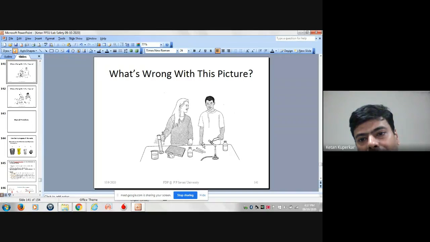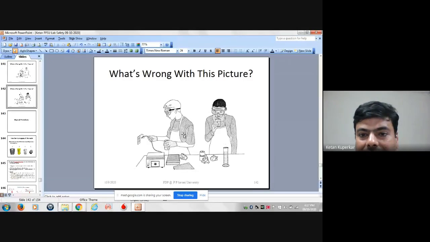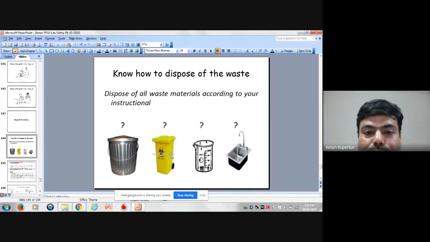What is wrong in this particular picture is placing the test tube at a wrong angle, so that if the chemical, once heated, pops up, it will hurt the lab mate. The third one is inhaling the chemical directly, without wafting it with the hand over the beaker. Here, eating in the laboratory while performing the experiment is again incorrect. Now, disposal. I'll take only 2 minutes to complete this. Disposal, as I mentioned, means the correct things must be disposed of in the correct dustbins only.